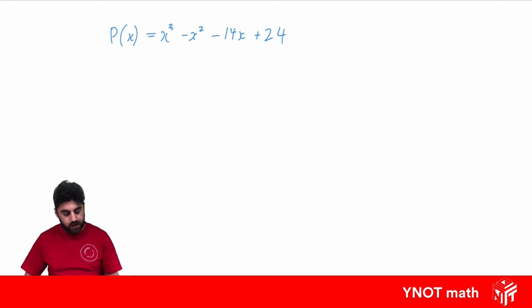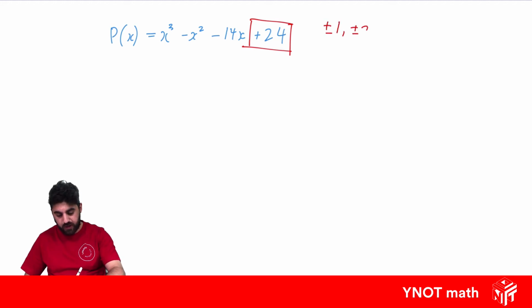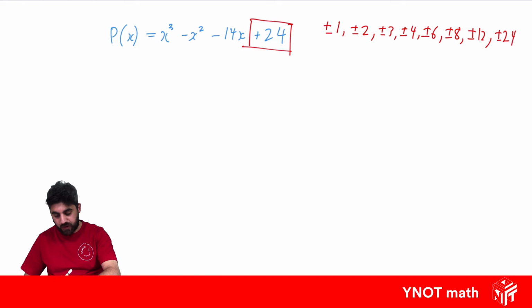Now, how do we know what numbers to sub in? Well, that's all going to depend on our constant term. So our constant term is 24. So we need to actually look for factors of 24 to sub in. So we're going to look at plus or minus 1, plus or minus 2, plus or minus 3, plus or minus 4, plus or minus 6, plus or minus 8, plus or minus 12, and plus or minus 24.